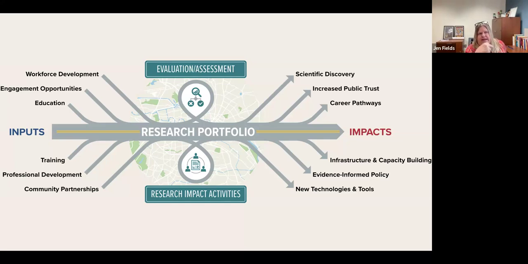And on the left, you'll see that might be workforce development, it might be education, it might be building infrastructure, it might be doing these things with different partners, right? And you design and develop some activities because you want to have some of those impacts on the far right. That's your long-term goal.